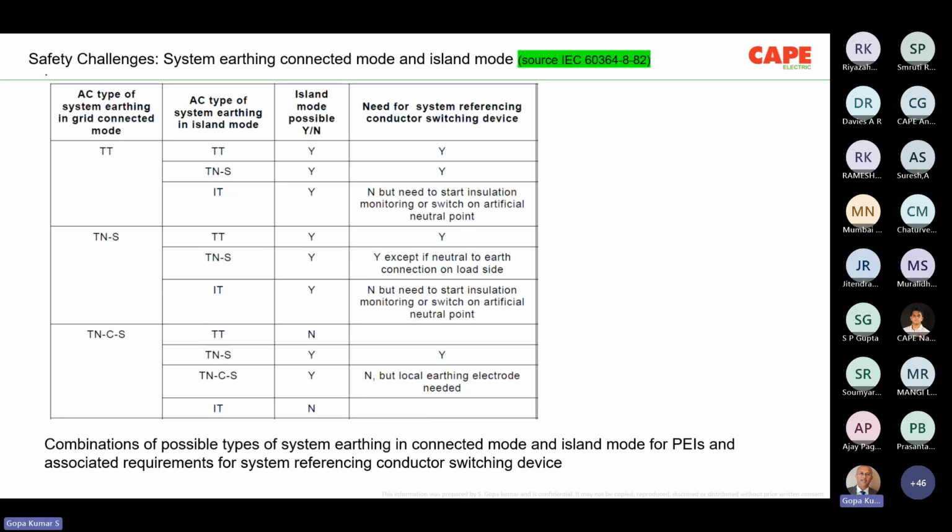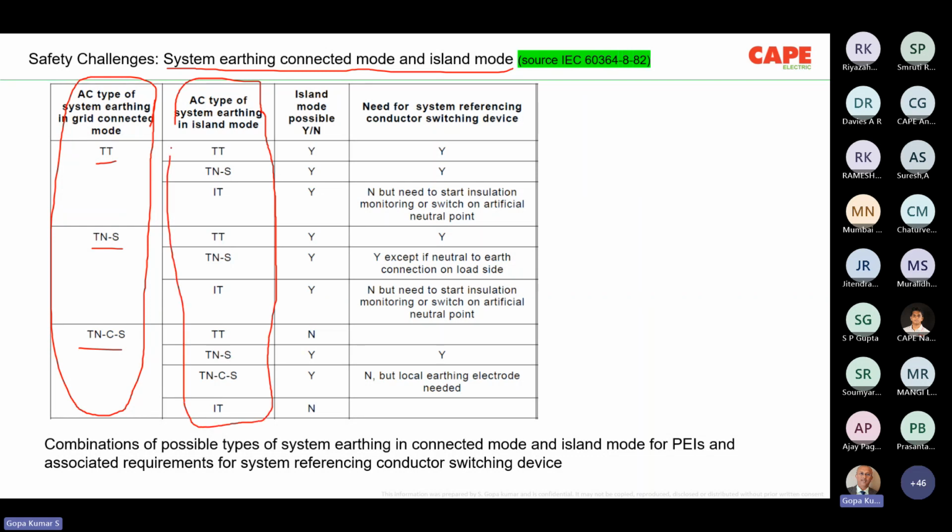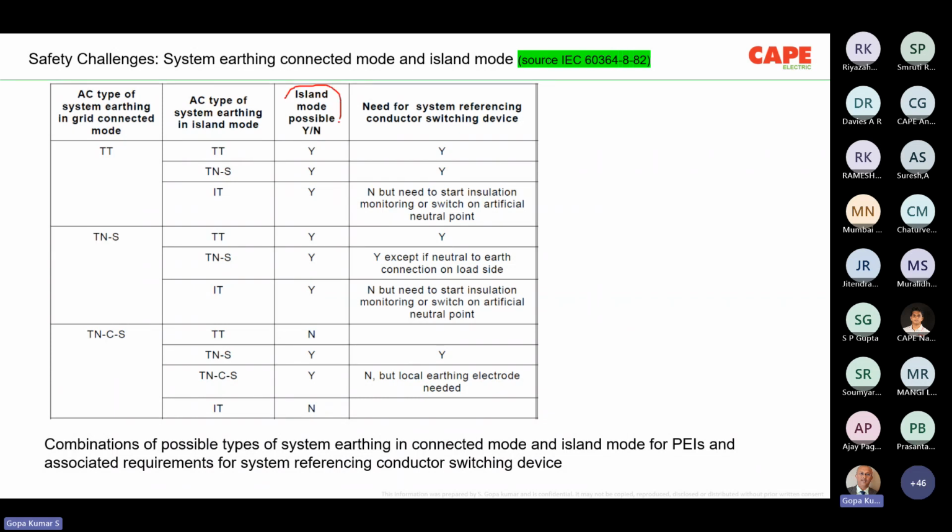Safety challenge. So like this, if we discuss the system, there are several hundreds of safety challenges coming. I would like to explain only 1 or 2 simple cases. Safety challenge: system earthing, connected mode and in island mode. Now this table, you can see here, this is referenced from IEC 60364. This is the DSO, grid connected mode, AC side of the system supply. That means the distribution company is, for example, supplying TT system, TNS system, TNCS system. This is the AC type of earthing system in islanding mode. That means once when the AC is off, the power supply from the distribution company is off, what kind of options are there at the PEI to operate?